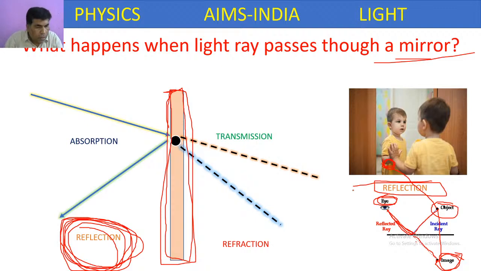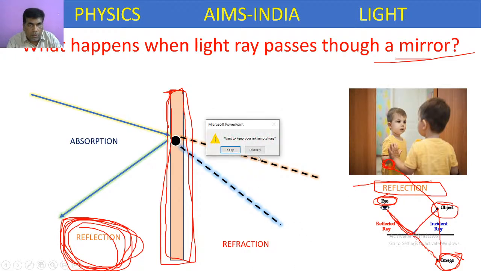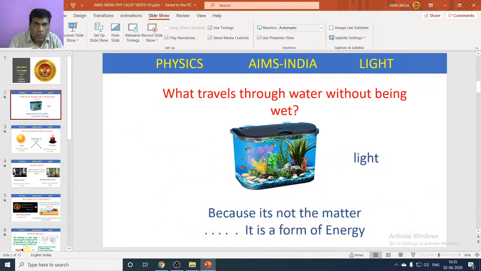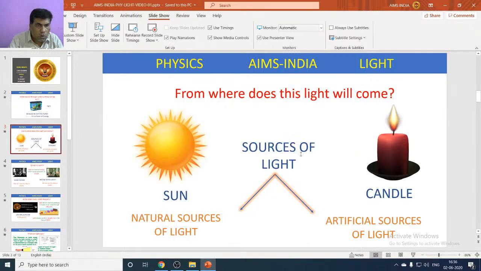Okay, so let's see some solved questions based on the topic, what we have learned till now. Light can travel through water without being wet, because it is not matter, it's just a form of energy. We have two sources of light: sun and candle. Sun is the natural source of light. Candle is the artificial source of light.